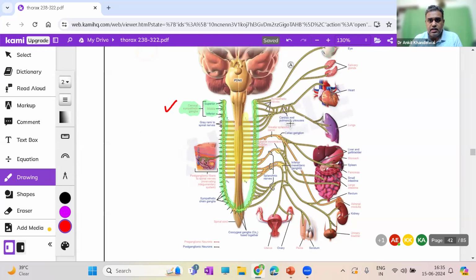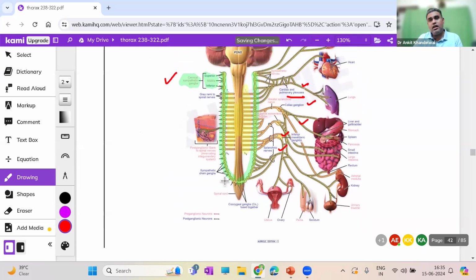Then here you can see the cardiac and pulmonary plexus to the thoracic region. Then all these splanchnic nerves go to the whole abdominal viscera. Then you might think, sir, how is it going to the upper and lower limb? Remember, there you have the brachial plexus and the lumbosacral plexus. As we have discussed, the nerves which form these plexuses are mixed. They do contain sympathetic fibers as well.